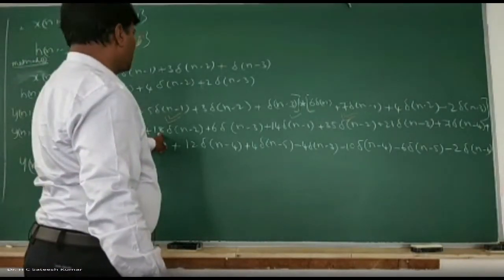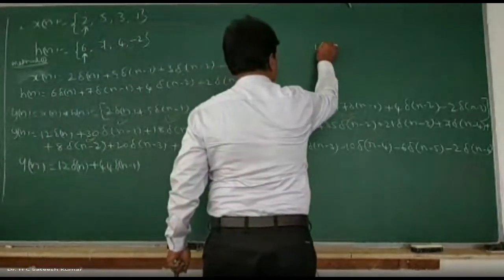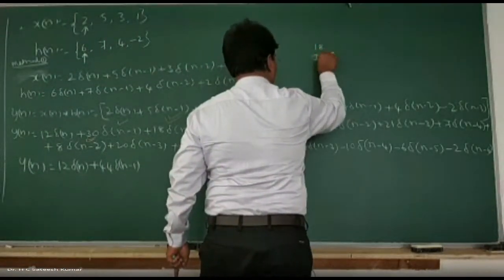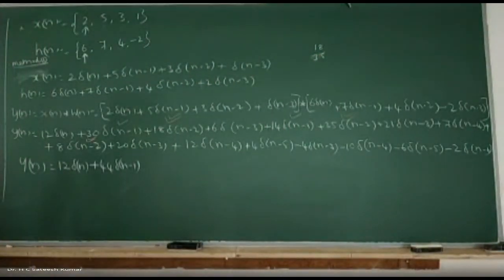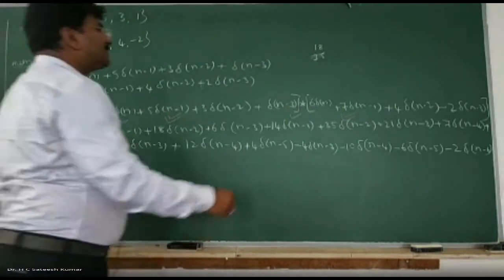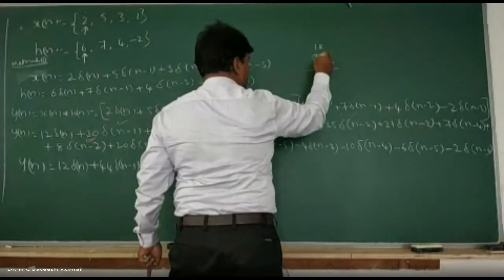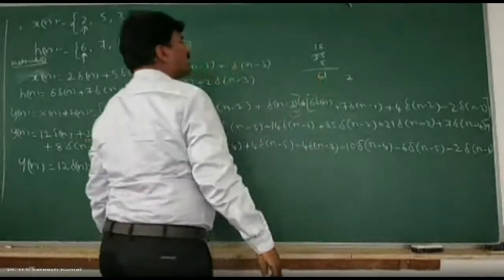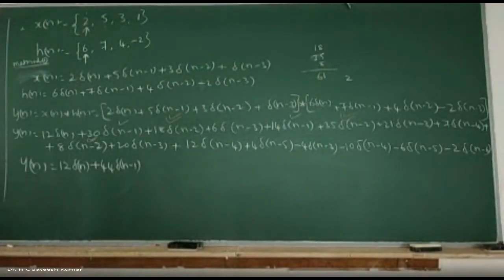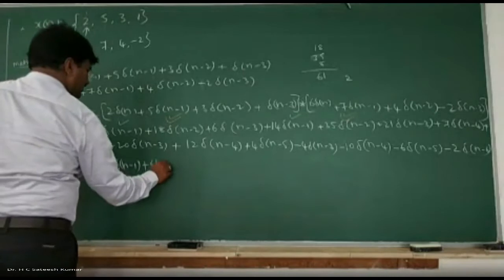So what is that we have? 18 plus 35, plus 8. Okay, right. So totally how much it will be? 61. Right? Is it okay? Okay, right. 61 delta of n minus 2.